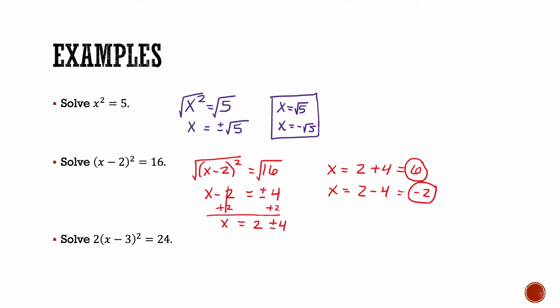For our last problem, we have 2 times the quantity x minus 3 squared is equal to 24. And before we can take the square root of both sides to remove the power, we first need to deal with the 2 that sits outside of the parentheses. So to get rid of the 2, I'm going to divide both sides of the expression by 2. So this is going to give me x minus 3 squared is equal to 24 divided by 2 is 12.